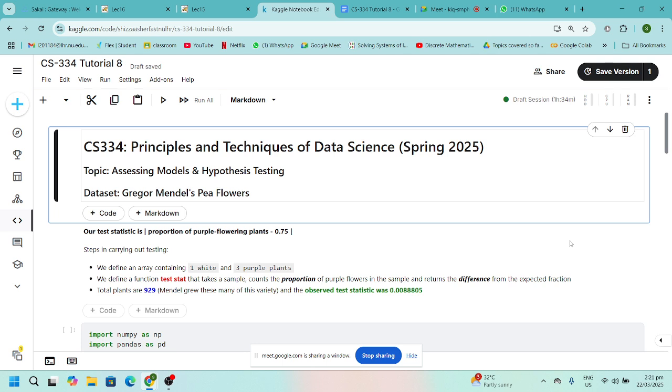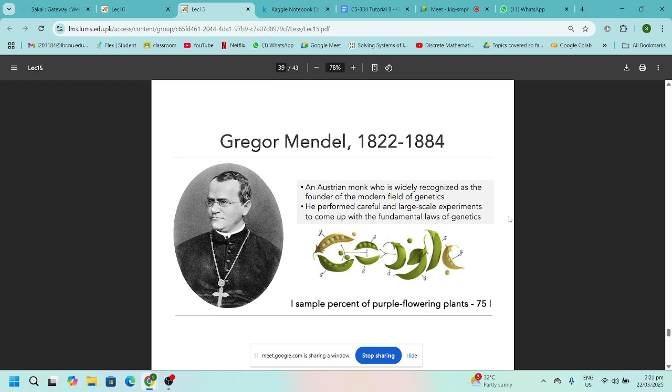So I hope everyone remembers Mendel's model of pea flowers. Even if not, I have it open right here with me. Just to quickly catch you up on this, Gregor Mendel was an Austrian monk who is widely recognized as the founder of the modern field of genetics.